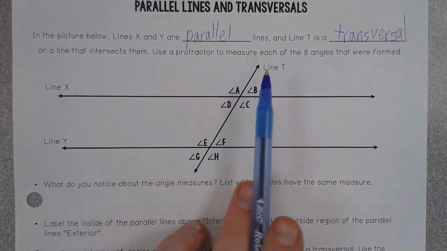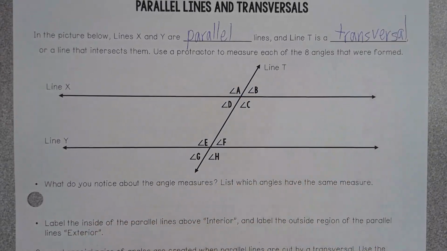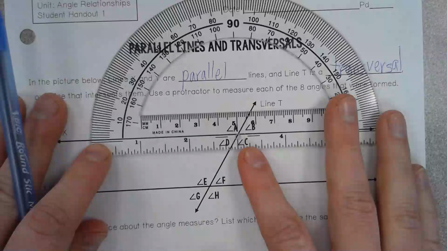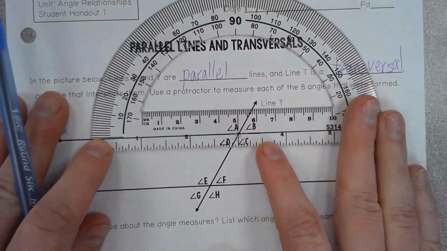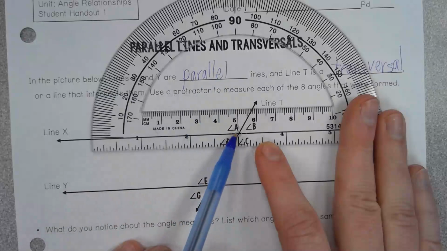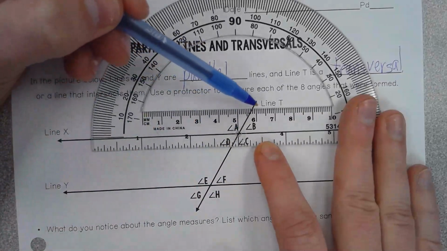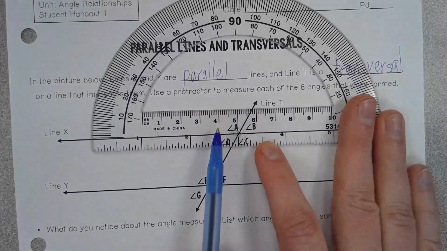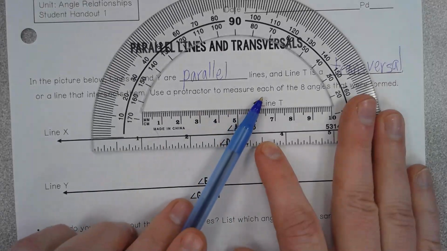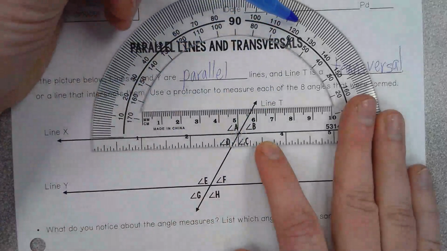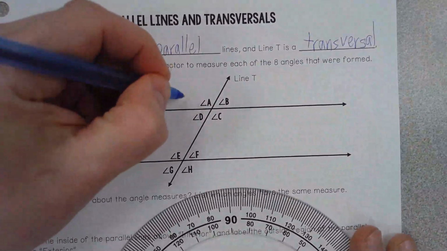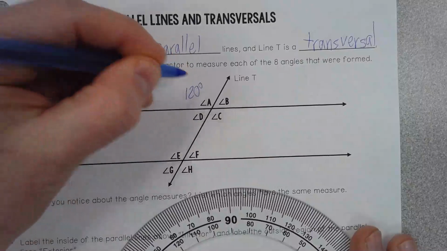This says use a protractor to measure each of the 8 angles that are formed. I have a protractor. If you want to grab a protractor, you are welcome to do that. I'm going to drop this protractor right on this intersection right here. And this line will point to the measure of this angle that is formed by these two lines meeting. So it points to 120. So I'm going to write down that A is 120 degrees.